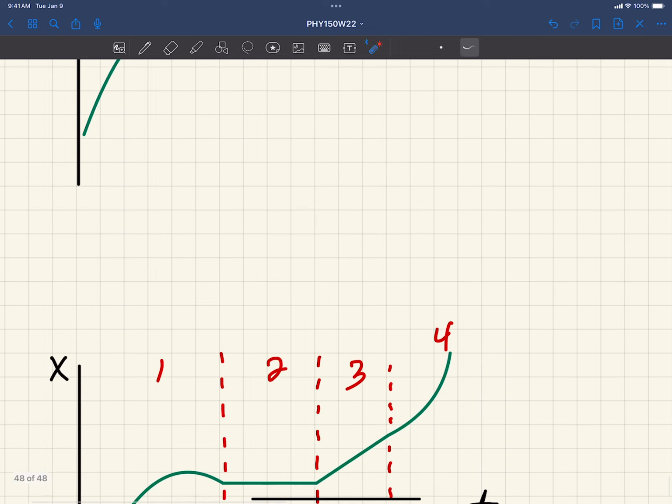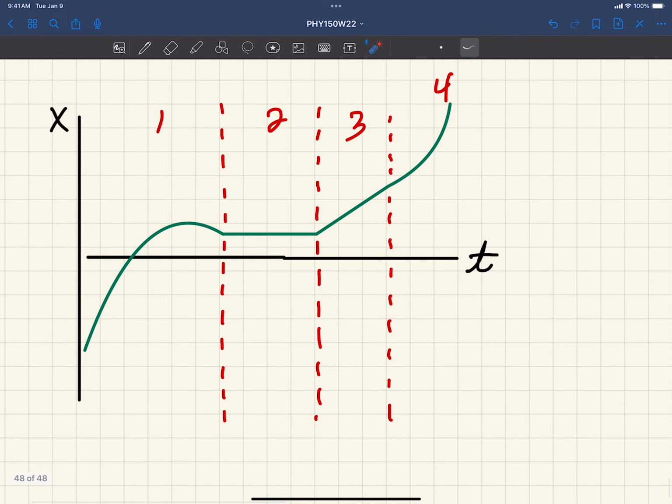And if we look at it more closely, we see that there are actually 4 different regions occurring in this graph. There's this region here in which it is slowing down but moving in the positive direction until it stops and then goes this way, which is distinct from this region here, distinct from that region here, and distinct from that region here. So what do I mean by distinct?